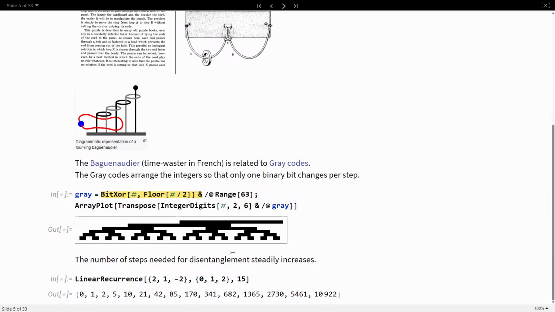Okay. And the number of steps needed for a disentanglement steadily increases as you add loops. So if you have a whole bunch of loops, it could take 10,000 steps.